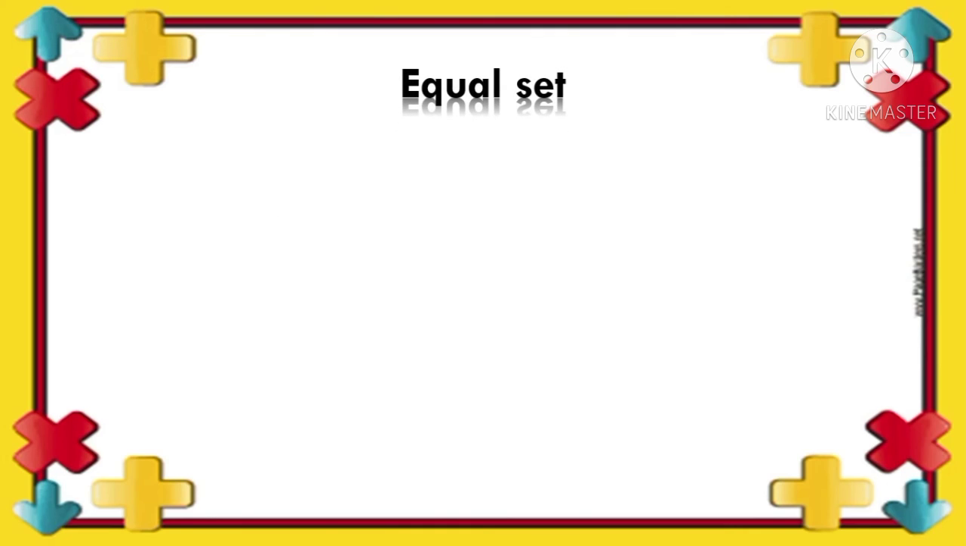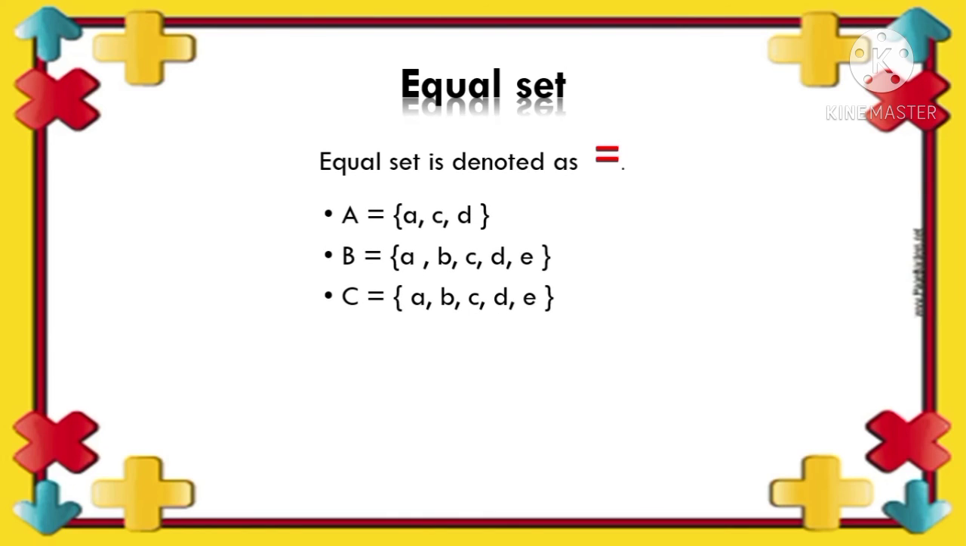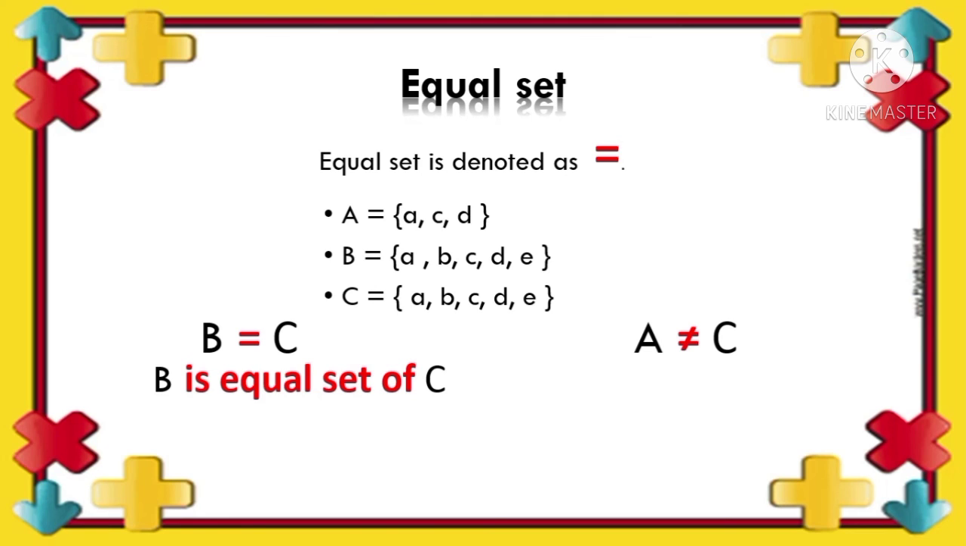Now let's talk about equal sets. Equal sets are denoted by the equal sign. For two sets to be equal, their elements must be the same. For example, we have set A, set B, and set C, and we can see that set B and set C have the same elements. So we can say that set B is equal to set C. But we can say that A is not equal to set C, since not all of the elements of C are in the elements of A.